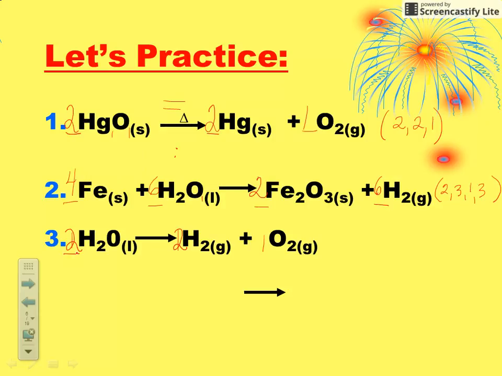So my coefficients end up being a 2, 2, 1. So come over to the side, 2, 2, 1. That cannot be reduced, so your answer is 2, 2, 1.